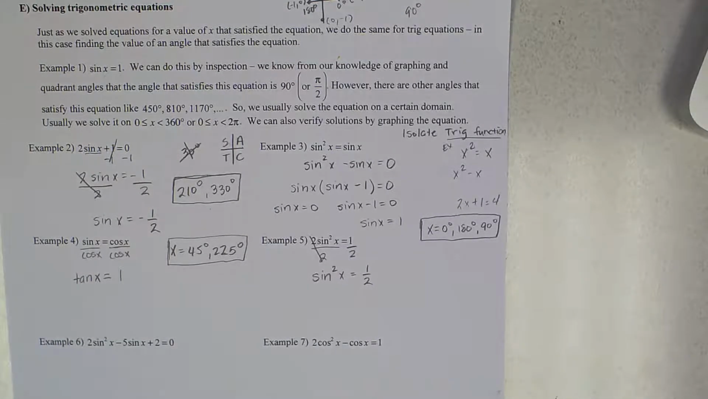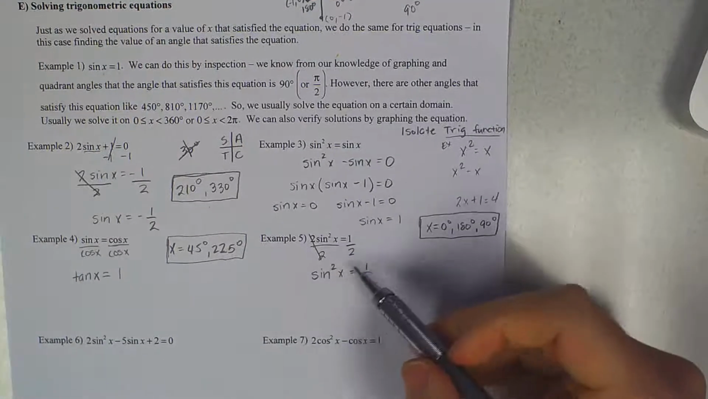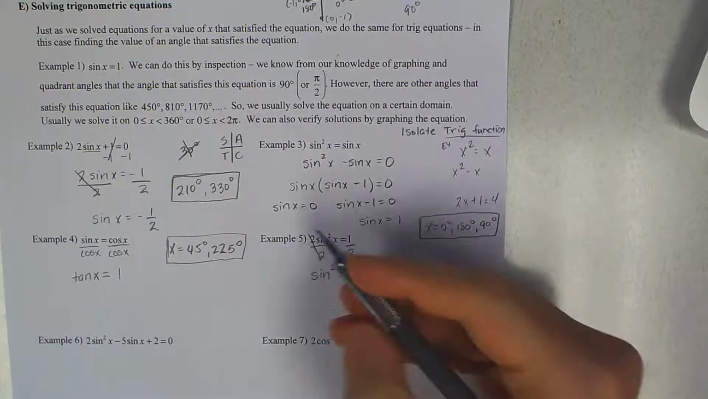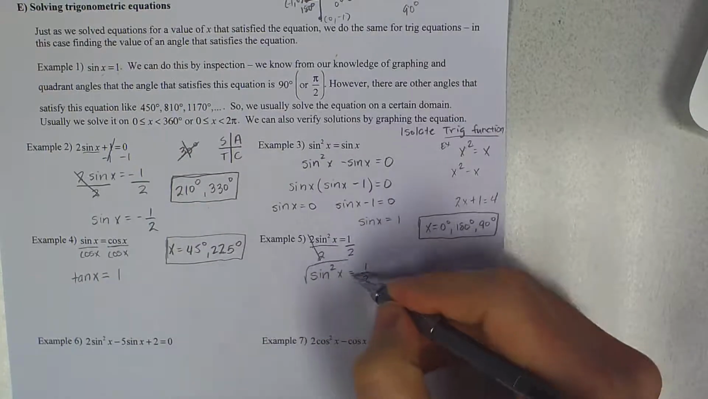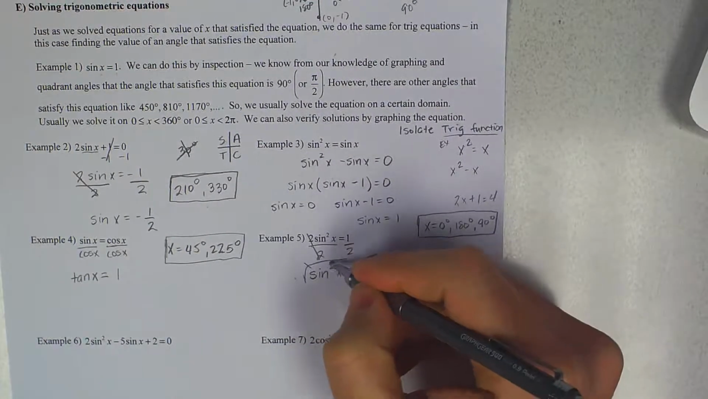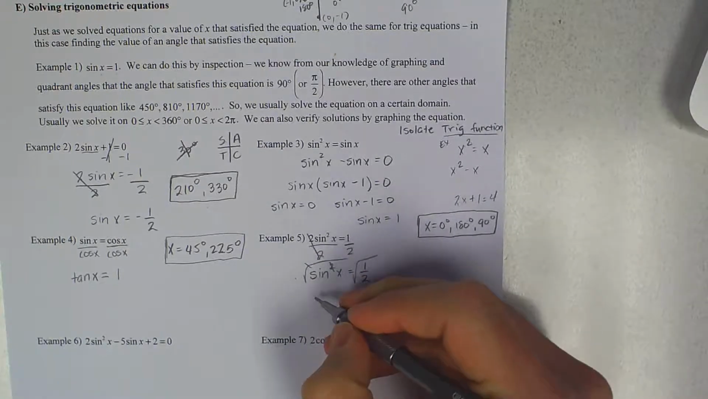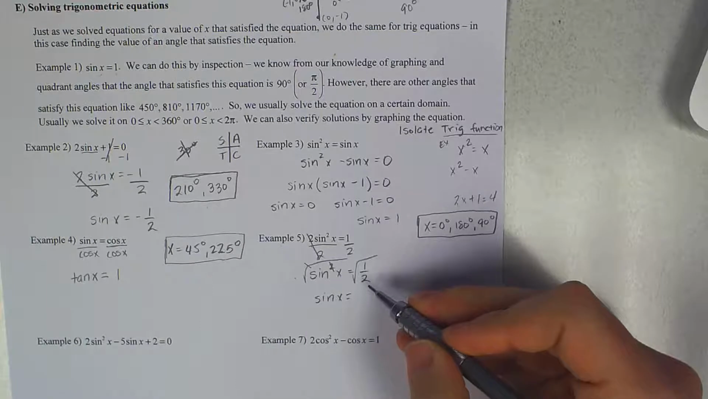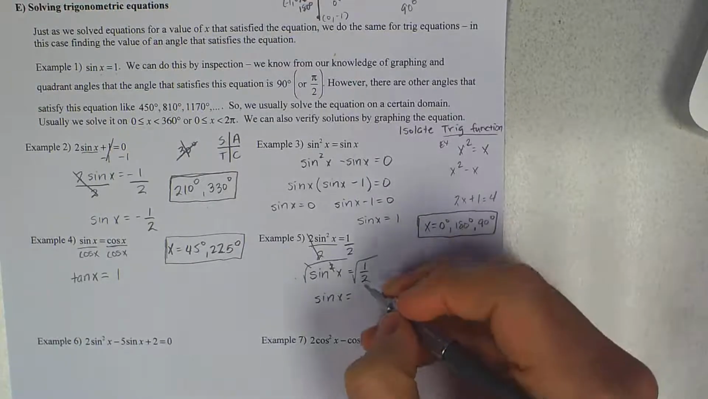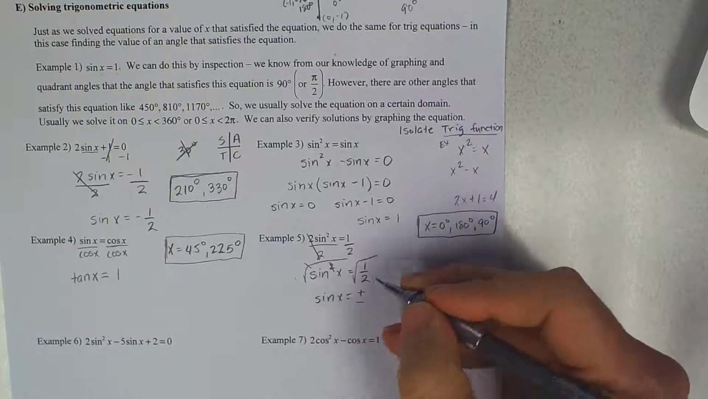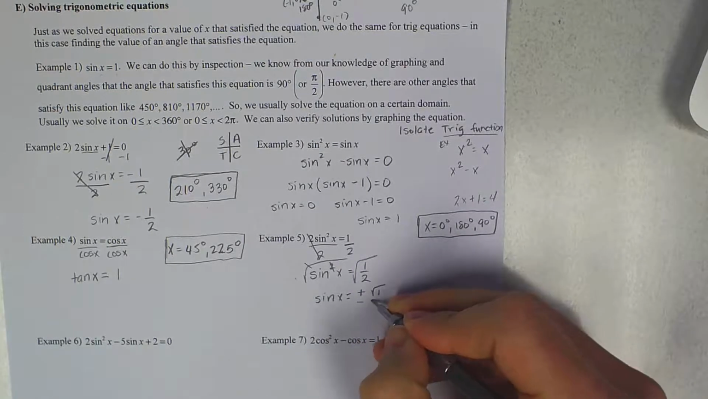Now, in order to determine, this is sine squared x, not just sine x, where sine squared x is 1/2. So we need to square root this. And what I do to one side, I have to do to the other. The square root and the square cancel. And that gives me sine x is equal to the square root of 1 over 2. Or it's really plus or minus the square root of 1 over the square root of 2.